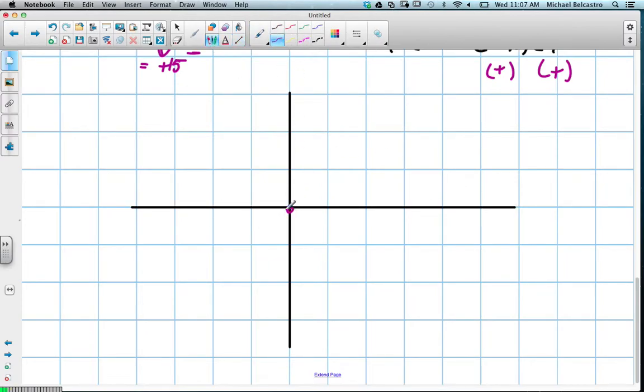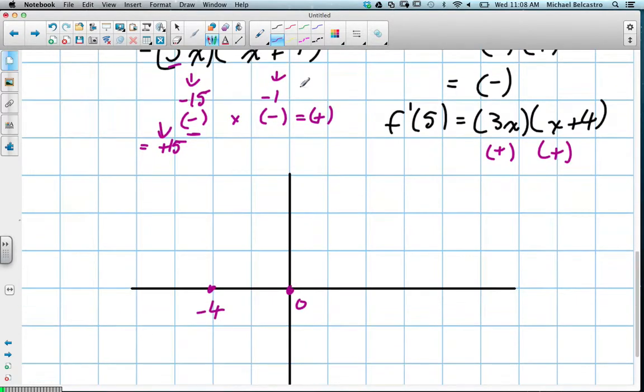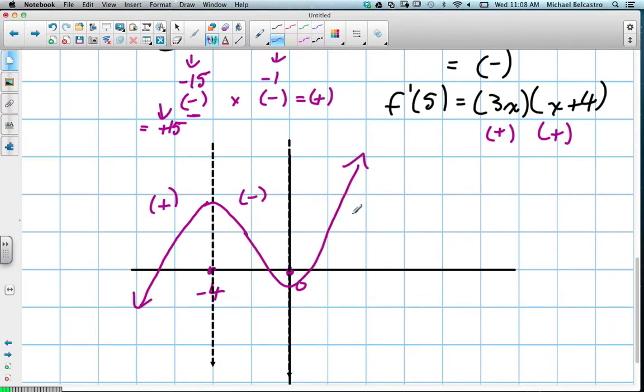Our major points were at 0 and negative 4. Okay. We knew that the graph itself was increasing, then decreasing, then increasing. So we may have a graph that's increasing to this point, and then at negative 4, because of its tangent, turns around and starts to decrease at this point. And then we know whatever happens there at 0, it starts to increase again. So this is the general idea of our graph.